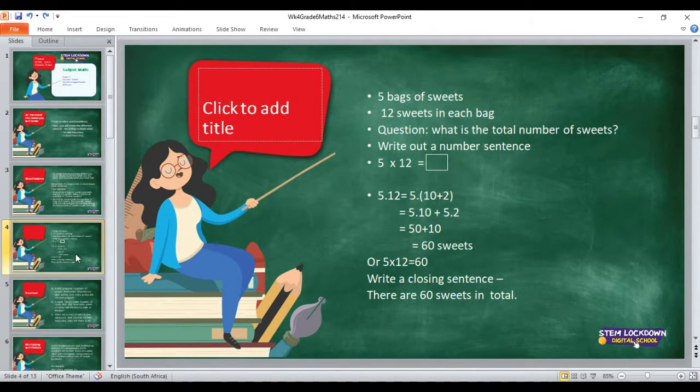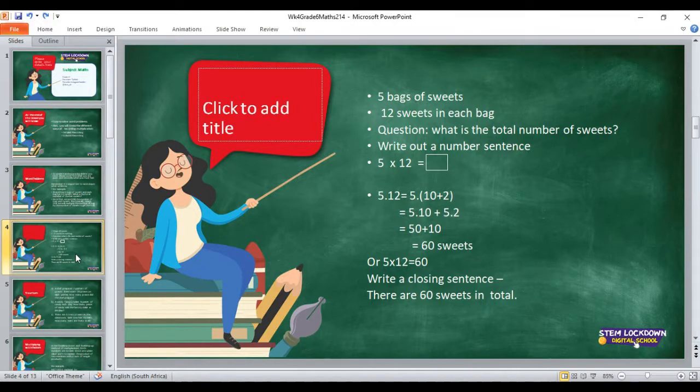Then you close your brackets, and then you say it is equal to, you continue on your right hand side because that's what we're looking for. You're looking for an answer. Then you say 5 multiplied by 10, that's 50. And you also say 5 multiplied by 2, that's 10. So I have 50 plus 10.